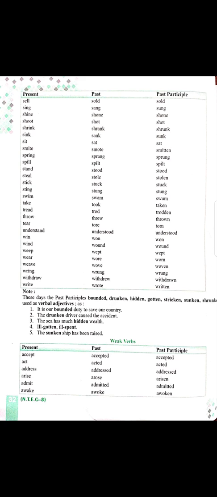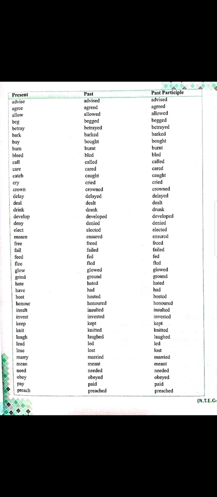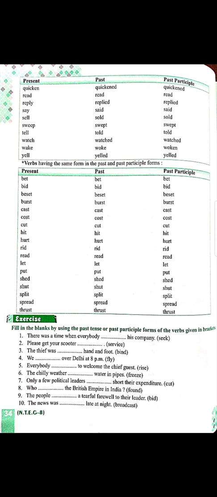Here some weak verbs are also given. Accept changes into accepted. Just go through them as well from the textbook. Here many are given. Just read it, students. There are some verbs which have the same form in the past and past participle, which I have talked about. Just go through them, and hence our chapter is over.